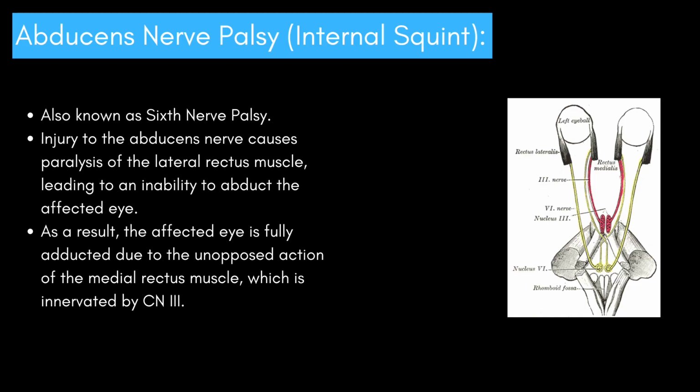Let's start off by taking a look at Abducens Nerve Palsy, also known as internal squint, also known as sixth nerve palsy. Injury to the abducens nerve causes paralysis of the lateral rectus muscle, leading to an inability to abduct the affected eye. As a result, the affected eye is fully adducted due to the unopposed action of the medial rectus muscle, which is innervated by cranial nerve 3.